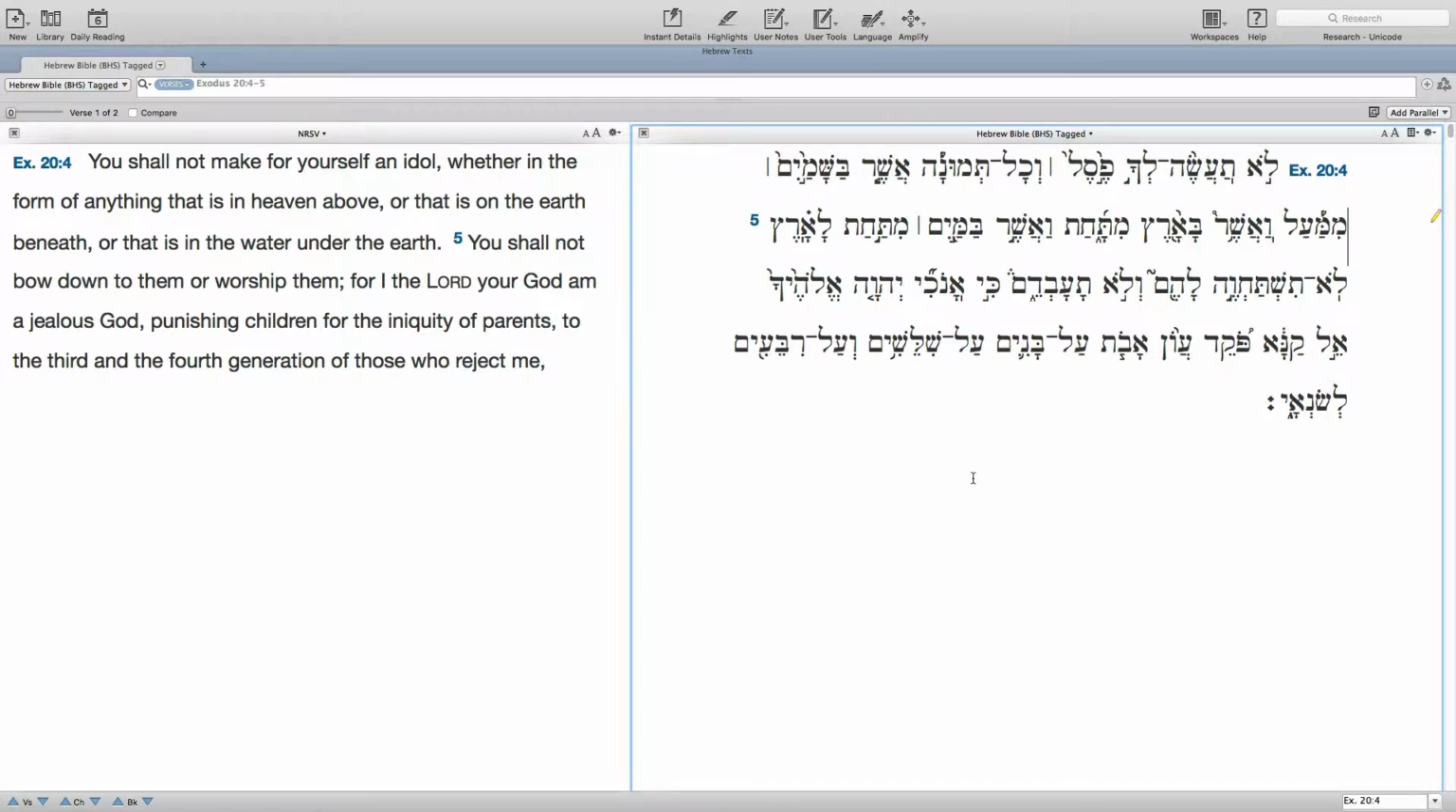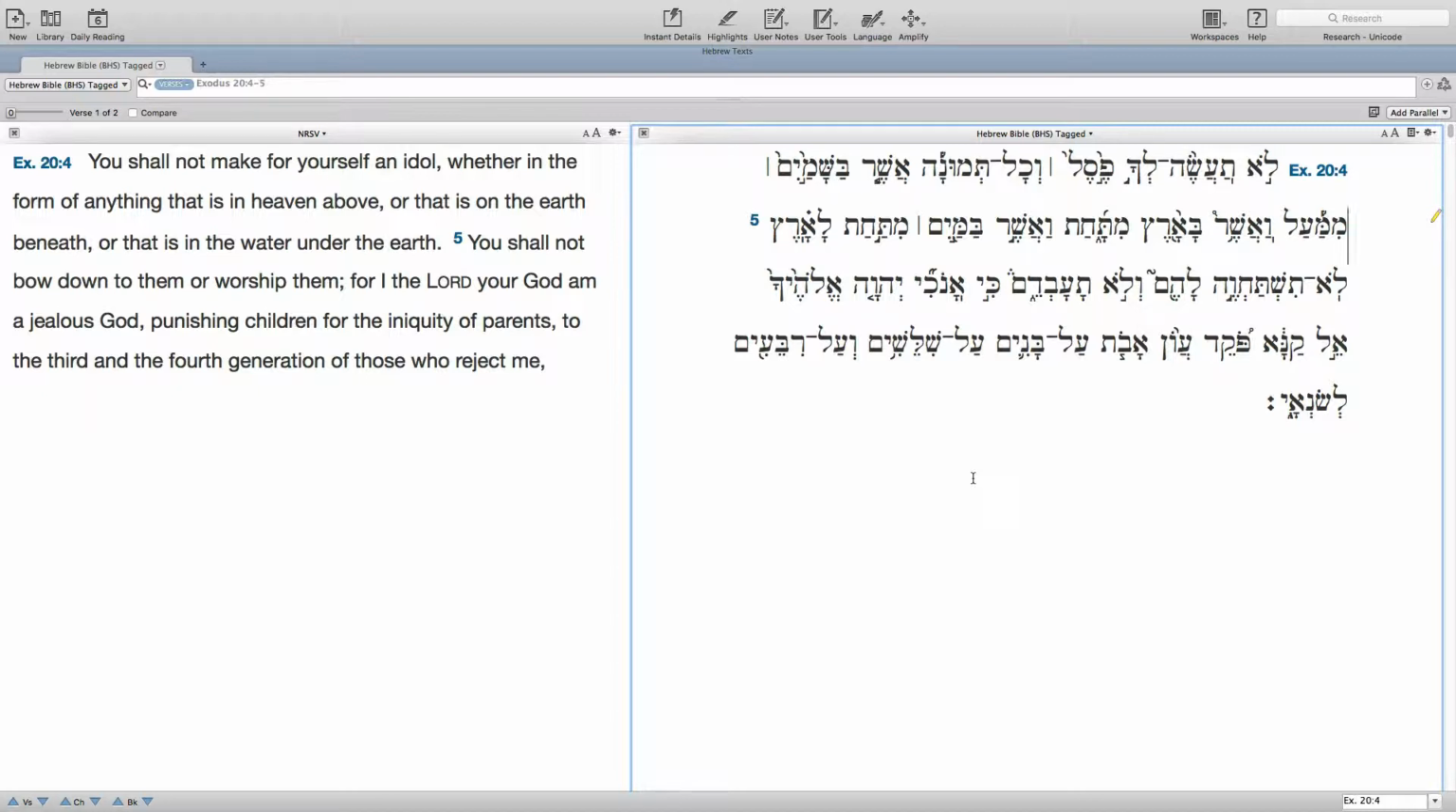So we have an excerpt here from near the beginning of the Ten Commandments from Exodus 20, which is again repeated with some variation in Deuteronomy 5. So let's begin with the English first. You shall not make for yourself an idol, whether in the form of anything that is in heaven above, or that is on the earth beneath, or that is in the water under the earth. You shall not bow down to them or worship them.